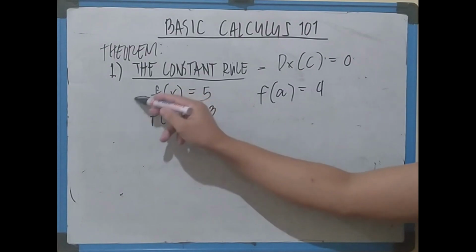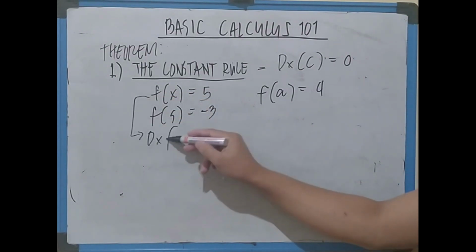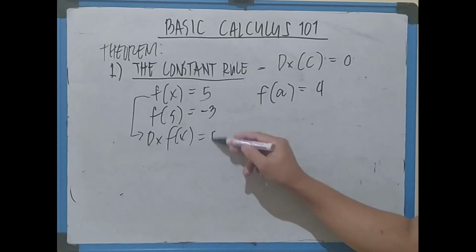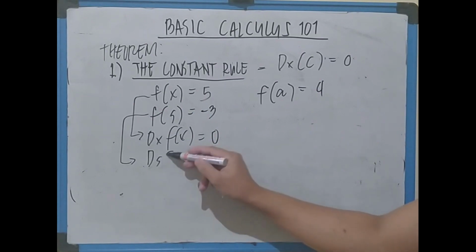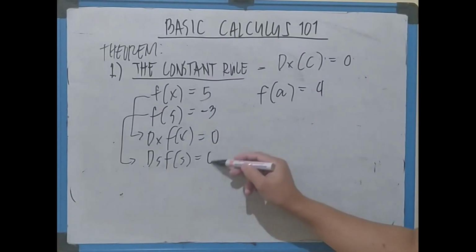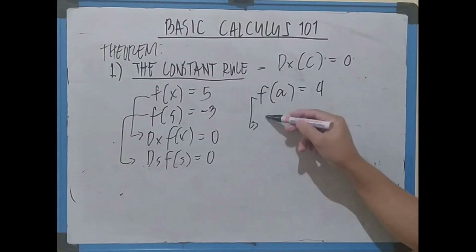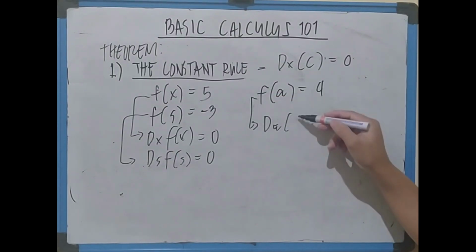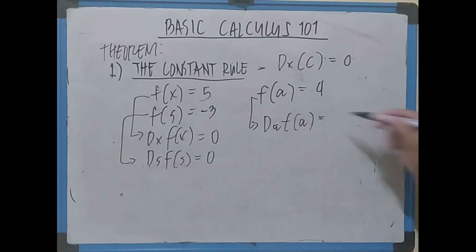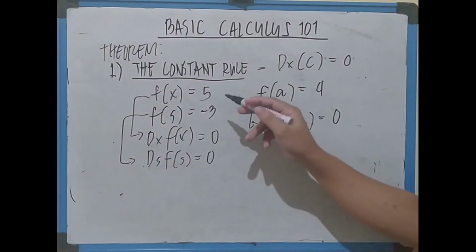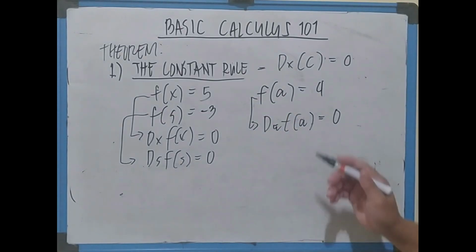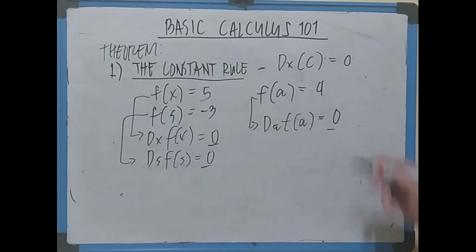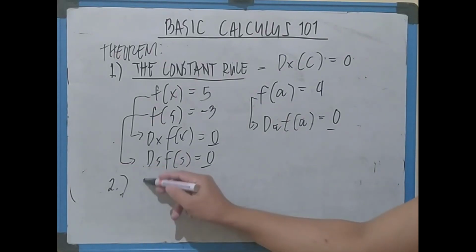So, ibig sabihin guys, si dx of f of x, this one is 0. This one, the derivative of s, we have f of s here is equal to 0 again. And this one is we have the derivative of a. We have the f of a is equal to 0 again. So automatic guys, sa constant rule, kapag meron tayong certain number or constant, ang derivative niya is always equal to 0. The second one is we have the power rule.